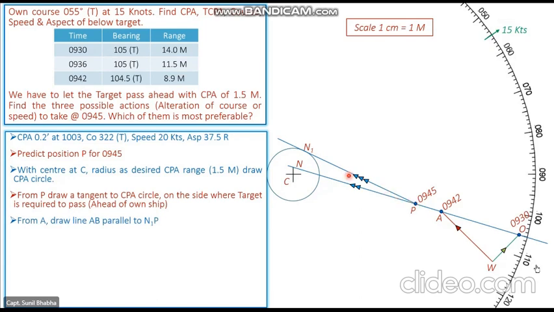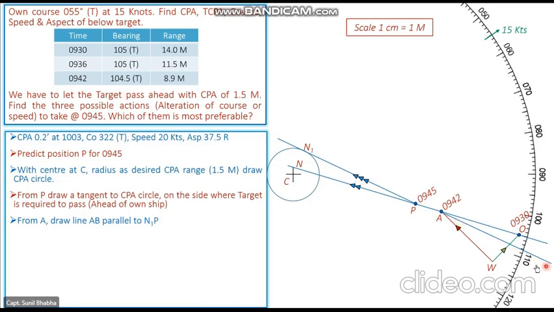Now since we need the target to follow the PN1 line of approach, what we do is we now draw a line from point Alpha. From point Alpha, we draw a line parallel to the direction of PN1 or N1P. That is our new line of approach. You can use whichever plotting tool you have, set square, parallel ruler or sliding ruler. So from point Alpha, we draw a line parallel to our new line of approach, that is PN1.